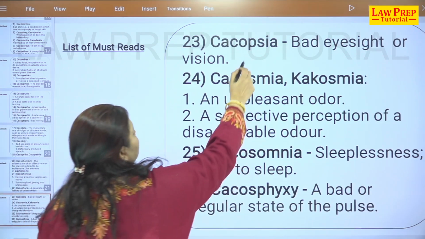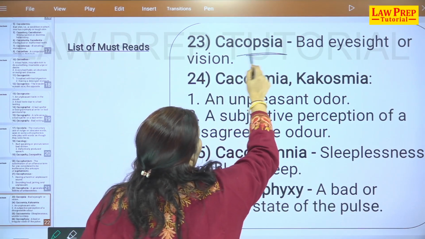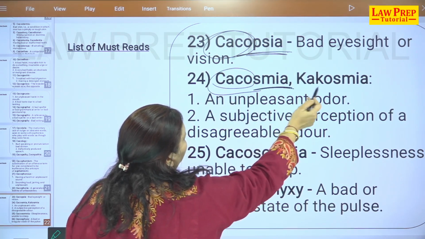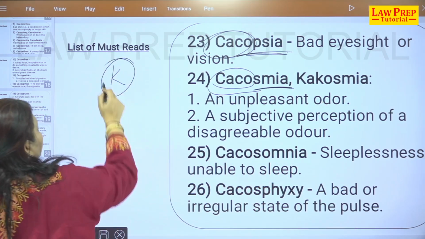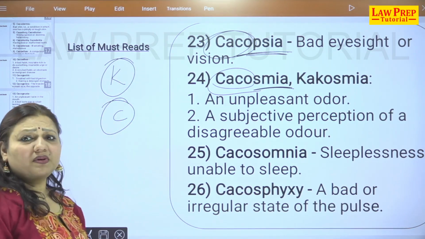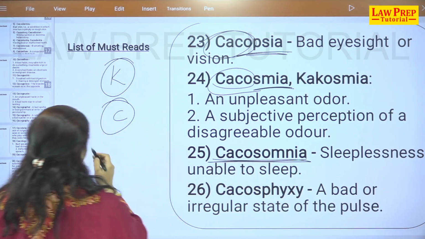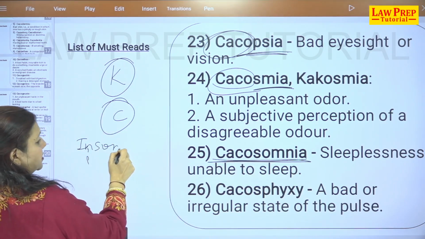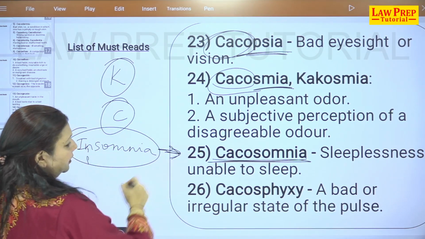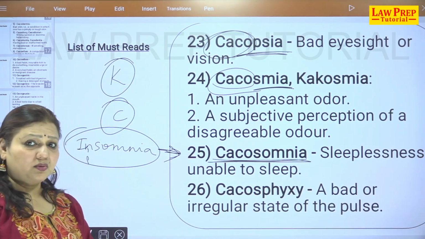Cacopsia is bad eyesight. Now, when we say good eyesight or bad eyesight, this is the eyesight which is bad. Cacosmia, or the K and C sometimes can be replaced. This is unpleasant odor, bad smell. I'm not exaggerating because this is something which we have already done. Cacosomnia means not able to sleep. See, insomnia also is the same synonym for the word, that is not able to sleep. And cacopsony is a bad or irregular state of the pulse. Your pulse rate is not good, right?